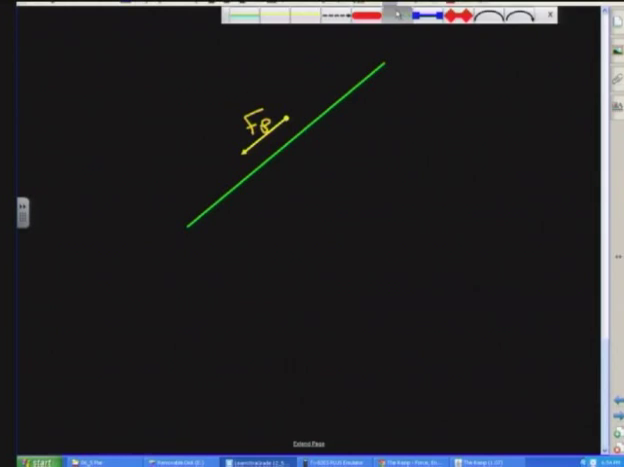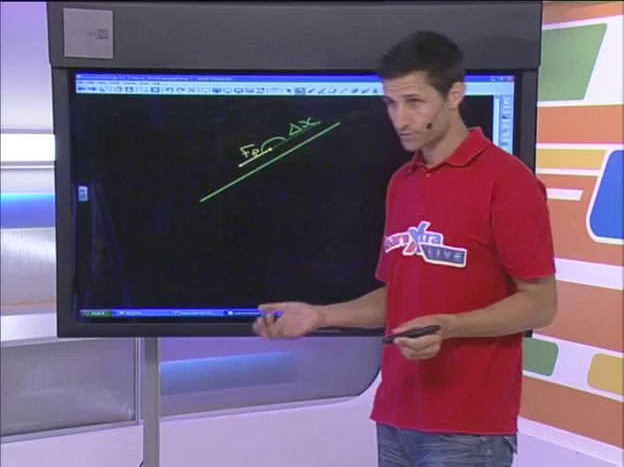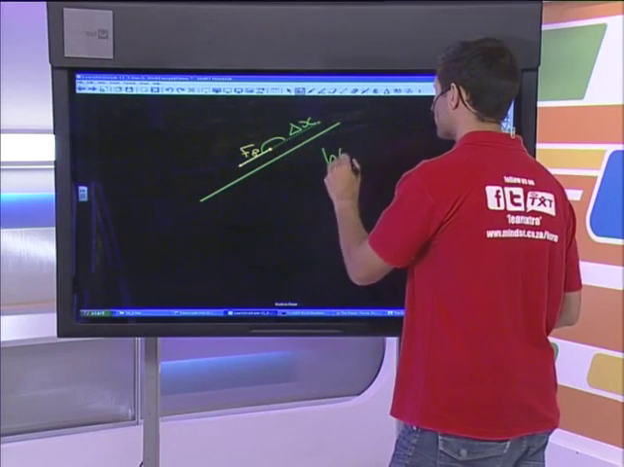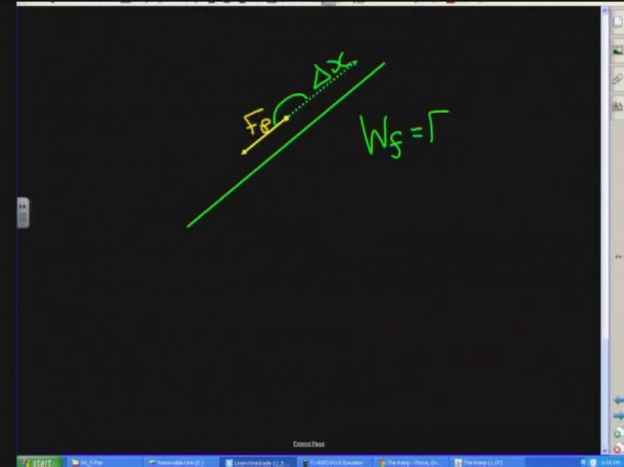Now guys, the displacement is up the hill. So there is my displacement. What is the angle between those guys? Well, this one's really easy. No big trig involved. Work done by friction is equal to my frictional force multiplied by my displacement multiplied by cos of, guys, for a straight line, my angle is 180. This is a negative form of work, and I'm going to show you why.